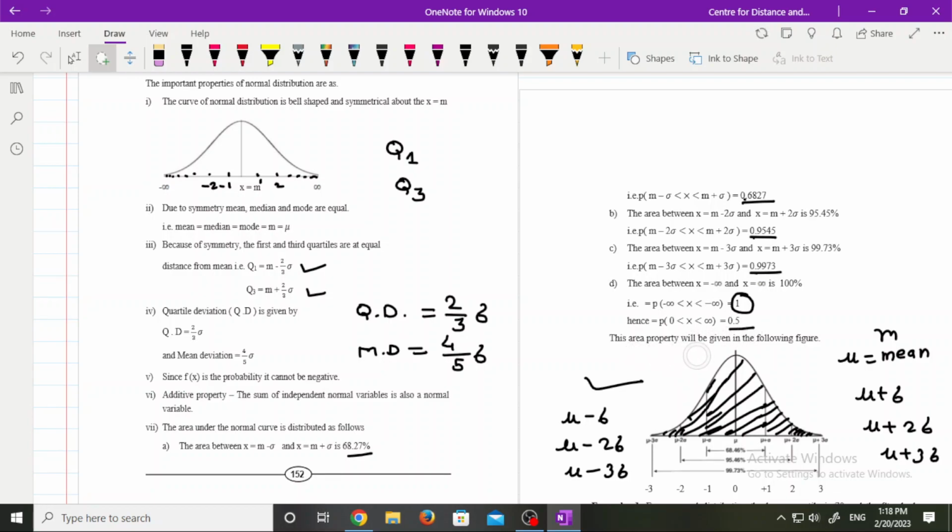This area property is given in the following figure. This is our normal distribution bell curve, and this is the area represented from m minus sigma to m plus sigma, m minus 2 sigma to m plus 2 sigma, and this whole area shows m minus 3 sigma to m plus 3 sigma. This is our 0.9973.